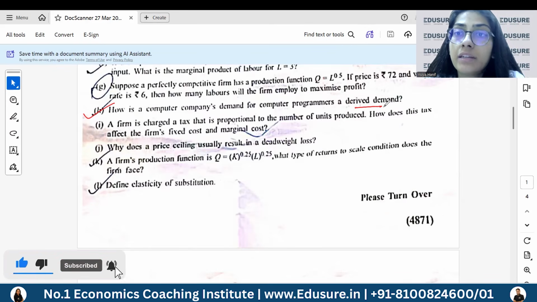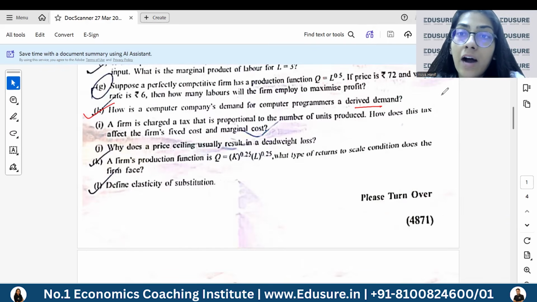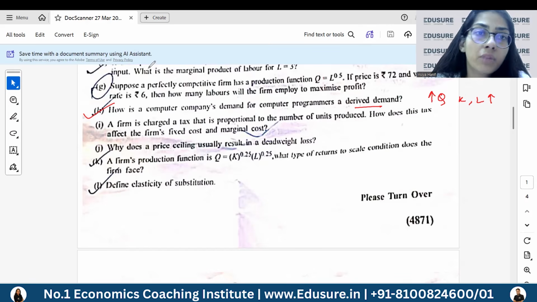So you first have to write the definition of derived demand. The definition is that if the output of a final good increases, then automatically the demand for its inputs, K and L, also increases, right? So that is derived demand. So just relate that concept to the question which is given.